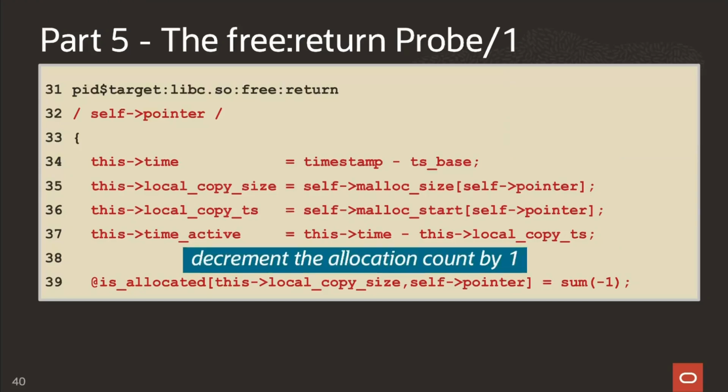Then at line 39, I have my aggregation underscore allocated. I use the size and the pointer as the elements of the key. But now I'm going to subtract 1 because I have a free. So when I do an allocation, I add 1. When I have a free, I subtract 1. And in that way, things should balance out or not. And this aggregation will actually show that to me.